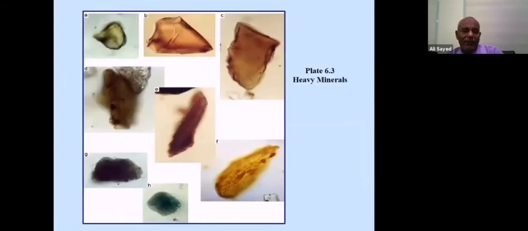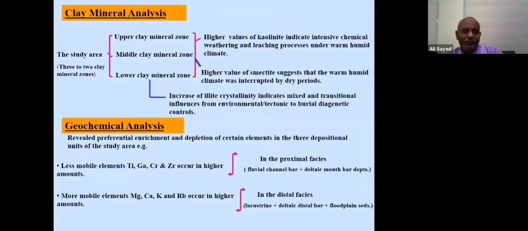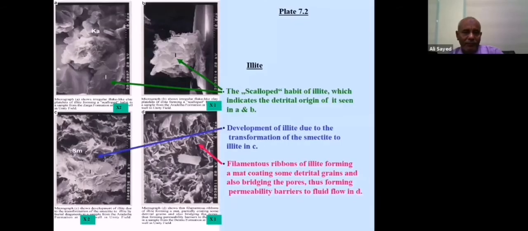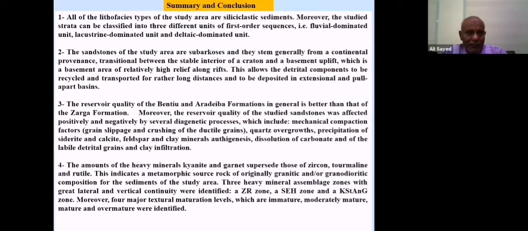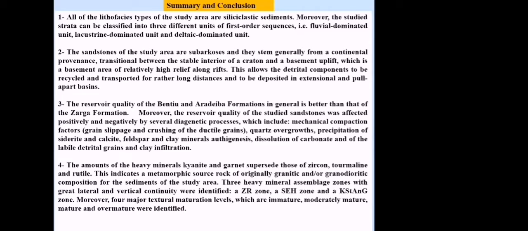To conclude my topic, as I said, all of the lithofacies types can be classified into three different units: we have the alluvial dominated unit, the lacustrine, and the deltaic. The sandstones are more or less subarkosic. The reservoir quality of one formation is better than Zarga.